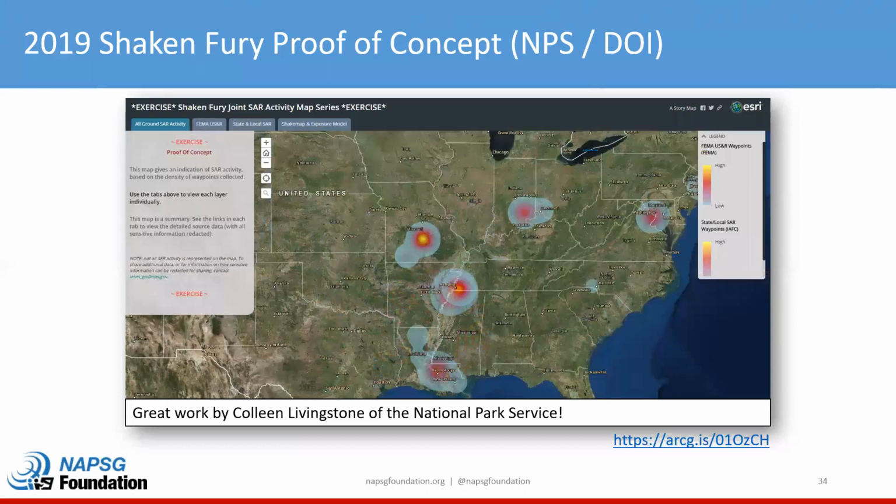And this time, we worked with another ESF 9, Emergency Support Function number 9, which is Search and Rescue. We worked with another ESF 9 partner, the National Park Service, and Colleen was able to pull together a heat map of 2 different data sources, one coming from FEMA, one coming from the state, just to get an understanding of where each are operating. This is not meant to be a tactical dashboard, but this helps to exercise the concept from last year.